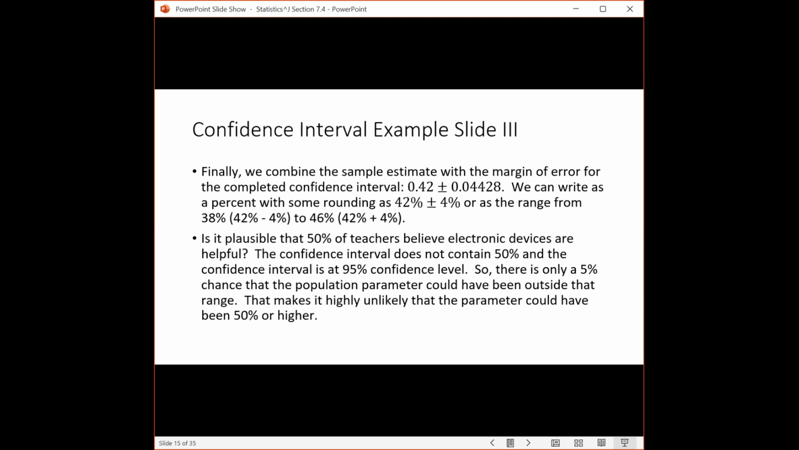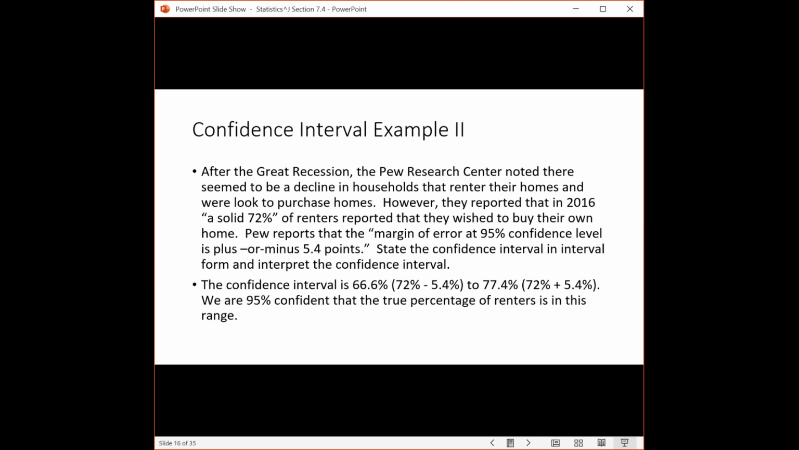Most likely, the actual percentage is between 38 and 46%. And so it's highly unlikely that a majority of teachers believe that digital devices are helpful. All right. Anyway, so the next one.